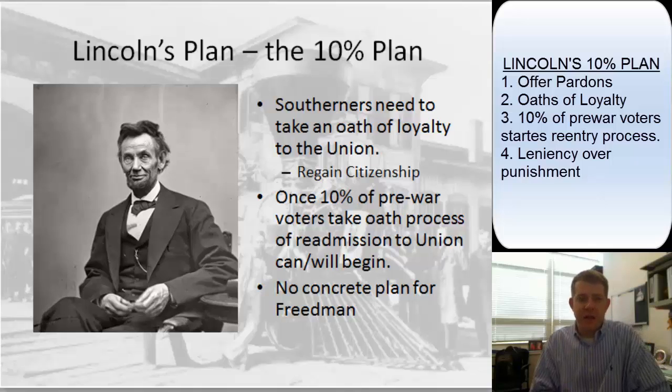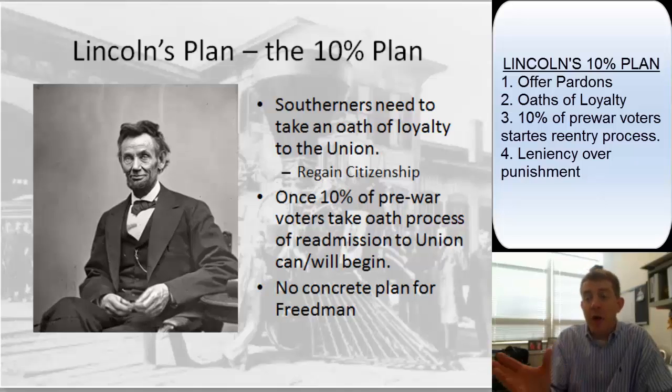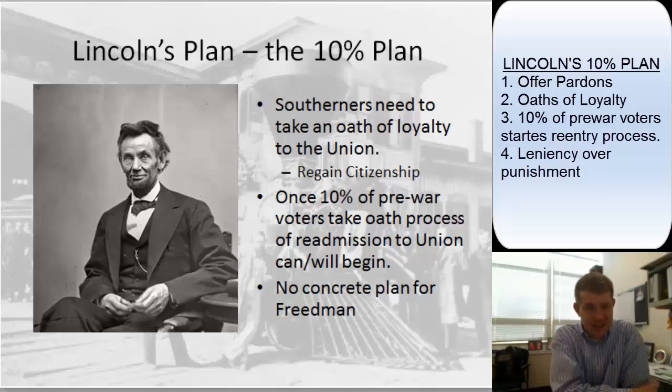Now, Lincoln obviously dies pretty shortly after the war is over, so his plan may have been more developed. There may have been more pieces to it. He may have worked with Congress a little bit more. There's no telling what he would have done, but we know what his original plan was, and it's this 10% plan. In that plan, there is no concrete idea or plan for the freedmen. We don't really know what Lincoln would have done with the freed slaves. Would he have pushed for immediate citizenship? Would he have pushed for some other idea? We just don't know. We don't have that information.